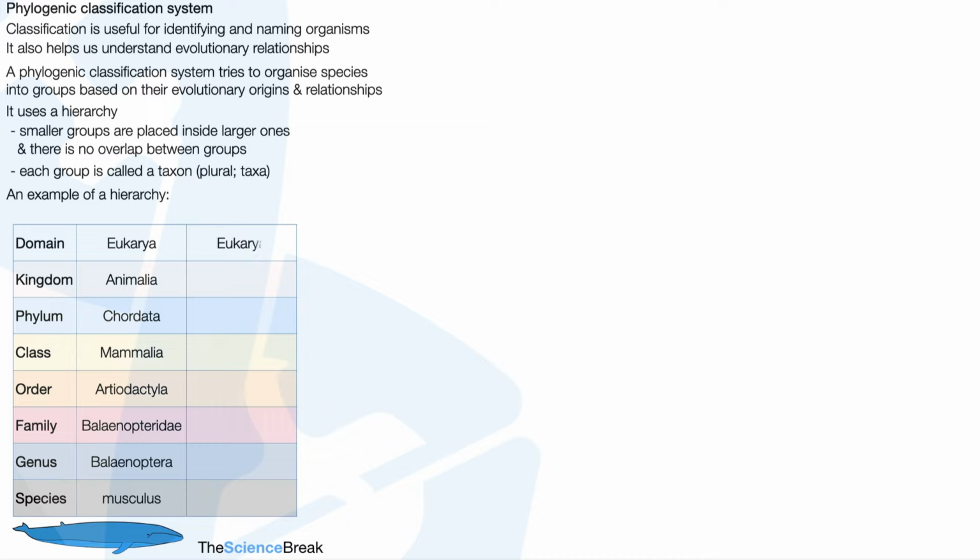Let's take a look at one more. Eukarya, Animalia, Chordata, Mammalia. So far we can see they are in the same groups. However, at this point, we change.